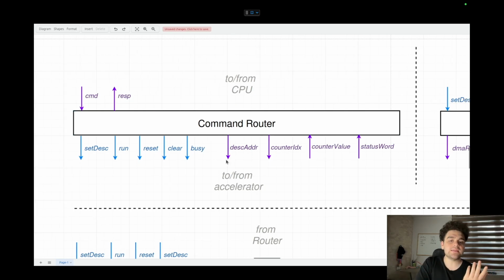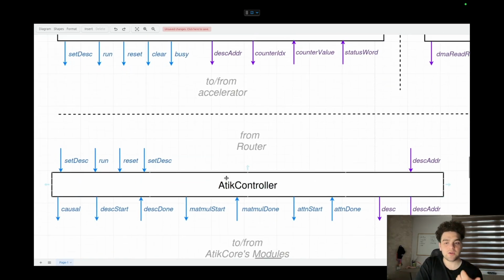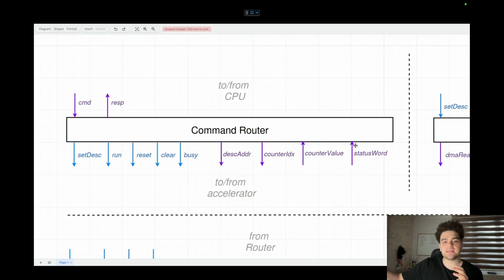Coming to the data, we can see that the description address that the CPU has passed is also an output of the command router. It will be plugged into the Atik controller, this description address, so the Atik controller can figure out a way to ask the direct memory access to retrieve this descriptor and store it in its registers. The counter index is also an input from the command, because we will ask for specific counters in the accelerator to retrieve, and the counter value is the accelerator's response to that counter index.